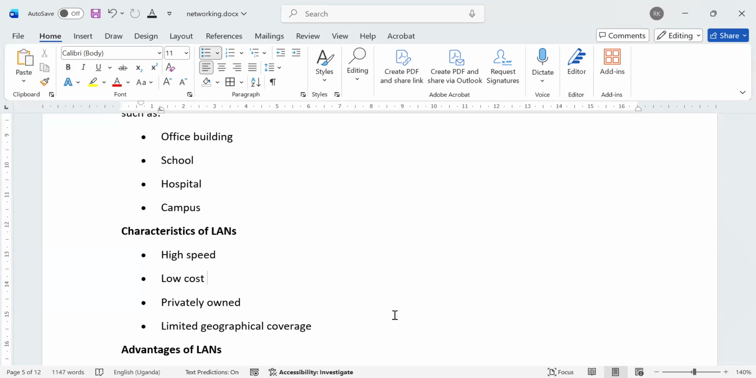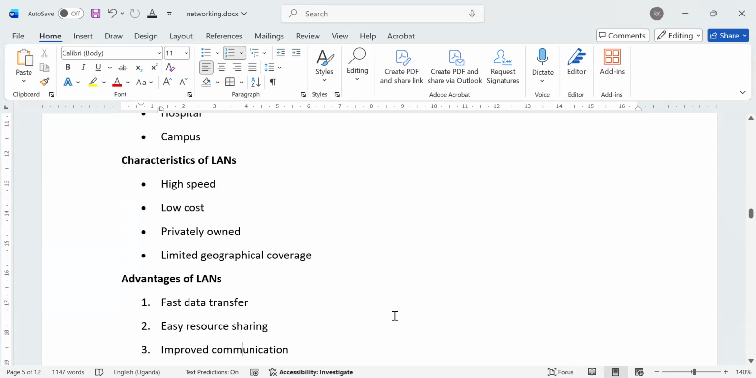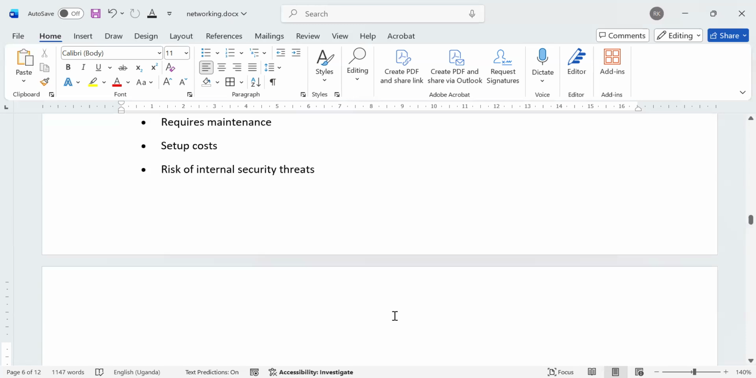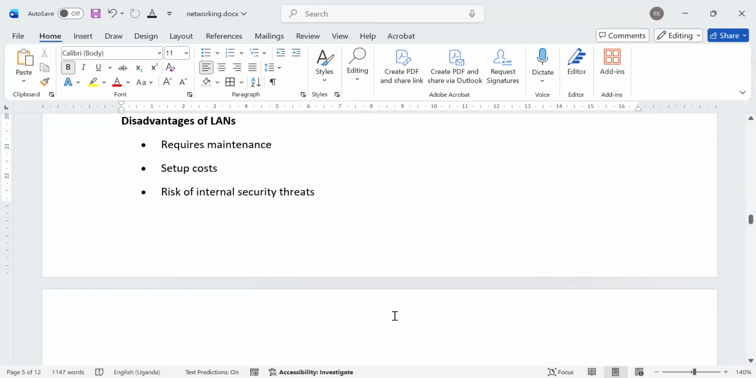But it also has disadvantages. Sorry, those are advantages first: easy resource sharing, improved communication, enhanced security. Disadvantages: it requires maintenance. That is why you need a technical person around. But if you don't have a technical person around, then you need someone on standby. In case it has issues, you call that person and they come.